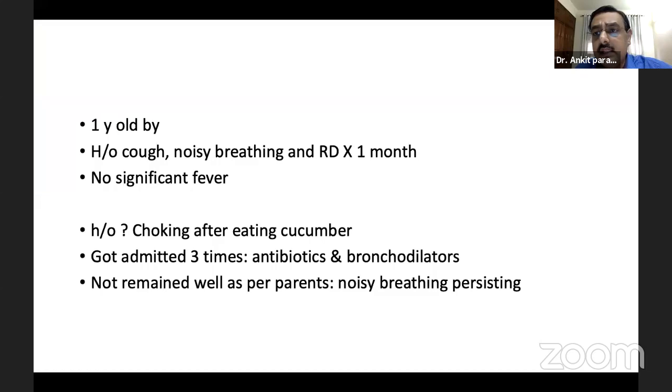Now, for example, this child is a 1-year-old, has cough and noisy breathing for a month. This child has no significant fever and has eaten a cucumber. Now, that is something which is very weird. Cucumber is something which is soft and a child can't aspirate that.